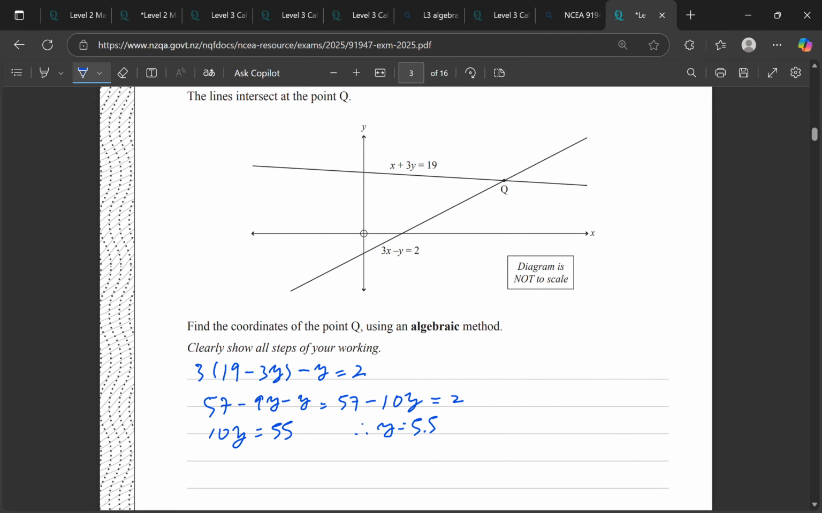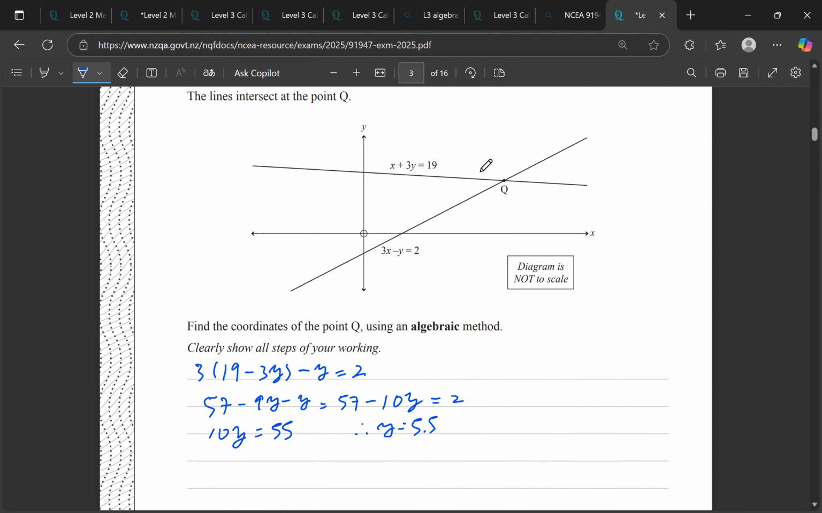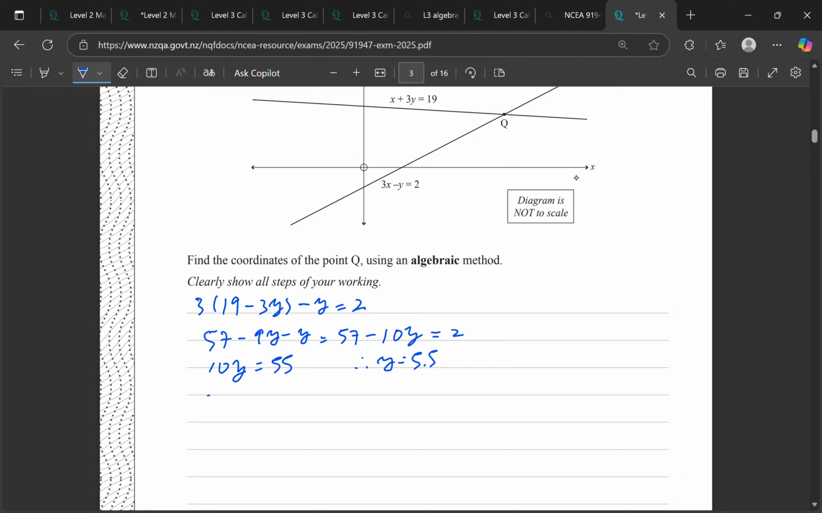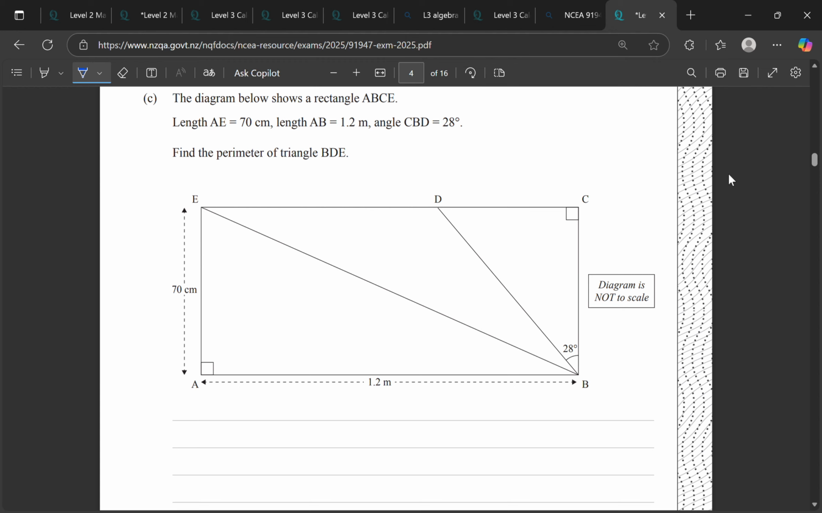Once you know the y value, go back to the equation x equals 19 minus 3y. So you plug that in. Hence, x equals 19 take away 16.5, which is 2.5. You can leave it like this, or say Q is (2.5, 5.5), which is the x value, comma, 5.5. That should be the answer. All right, next question C.